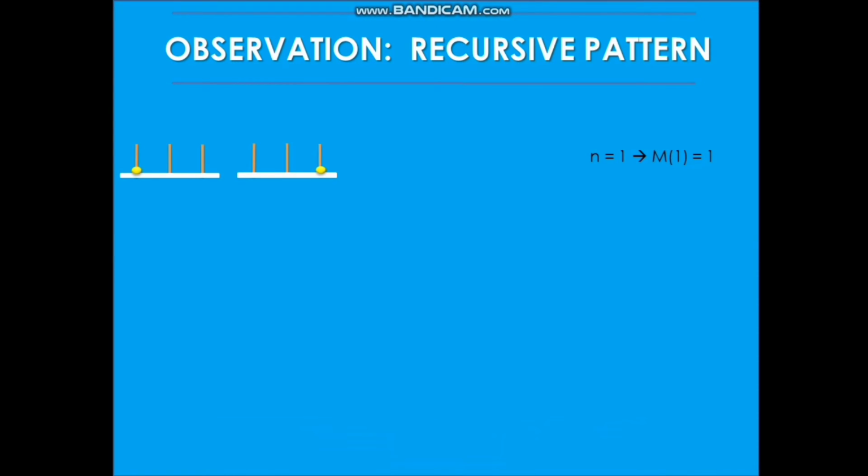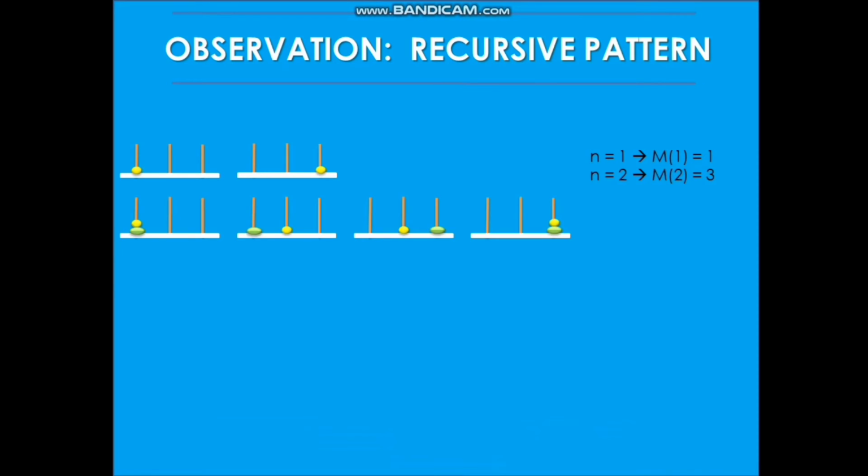Now, let's try to transfer that pattern into a mathematical formula. So, mag-start tayo sa isang list muna. For one disc, we have M of 1, or moves of 1, is equal to 1. And for two discs, we have M of 2 is equal to 3.